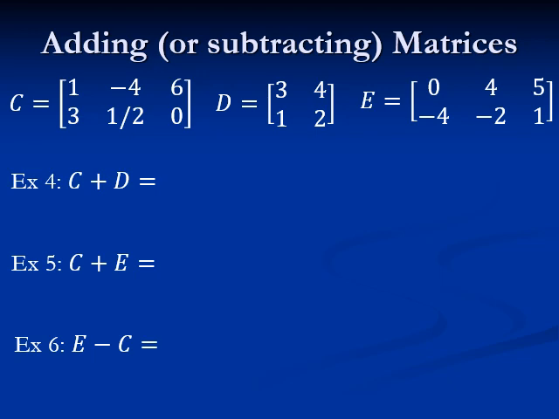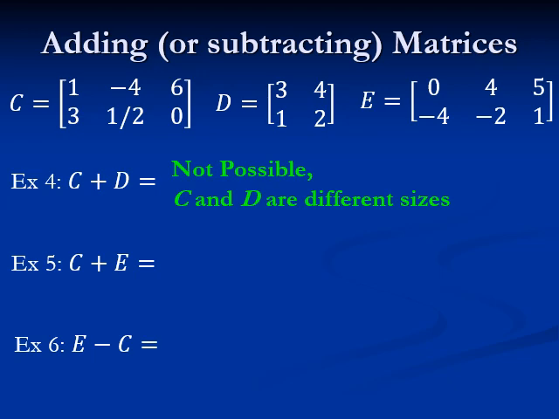Okay, so you can see that C and D are not the same size. So adding C plus D, that's just not possible. C is a 2x3, D is a 2x2. We cannot add matrices that are not the same size.